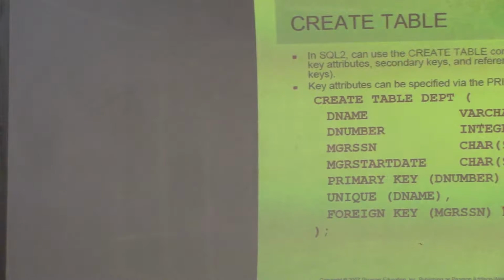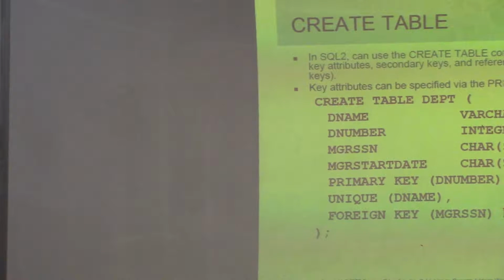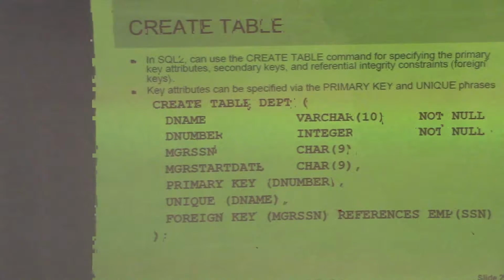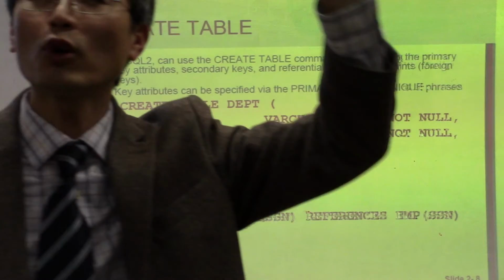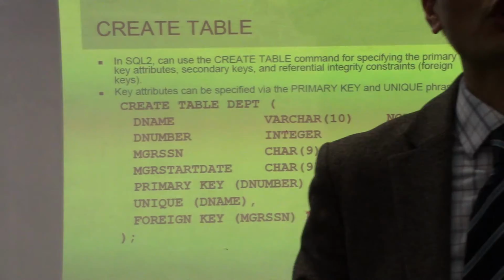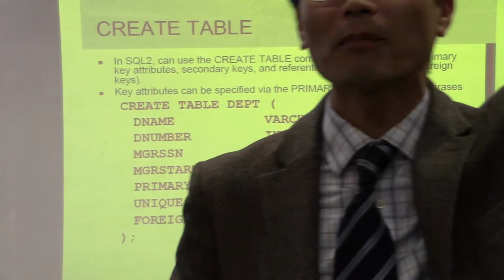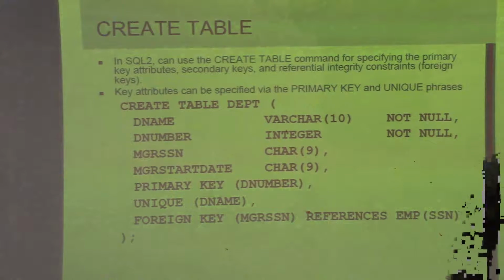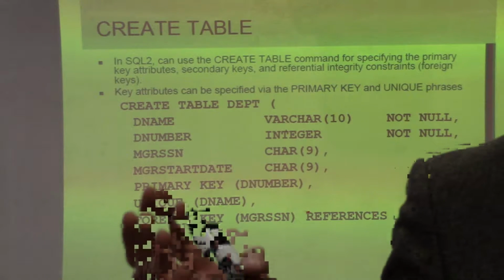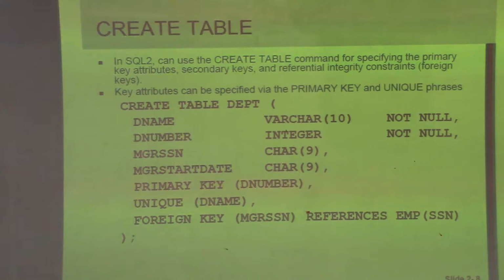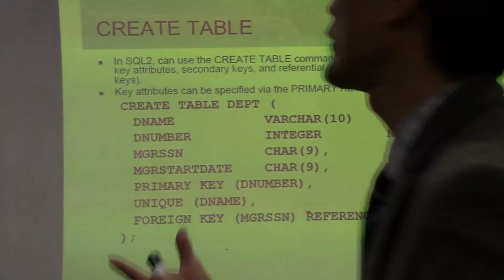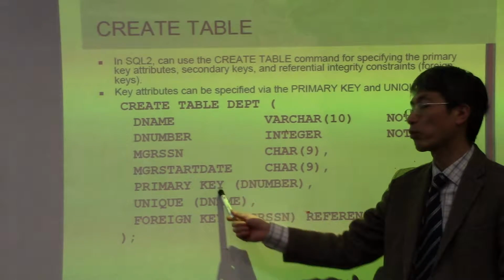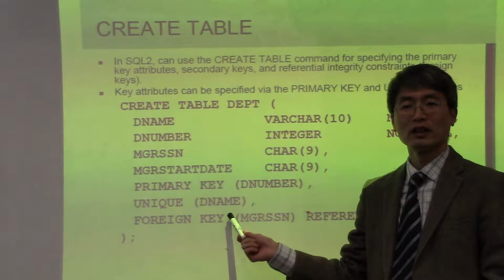The composite. Composite? How many primary keys in the table? Only one. How many candidate keys in the table? It can be one, it can be two, it can be three, whatever. It depends on your design. Only one among them will be the primary key. If a candidate key is not selected as the primary key, it's still unique.